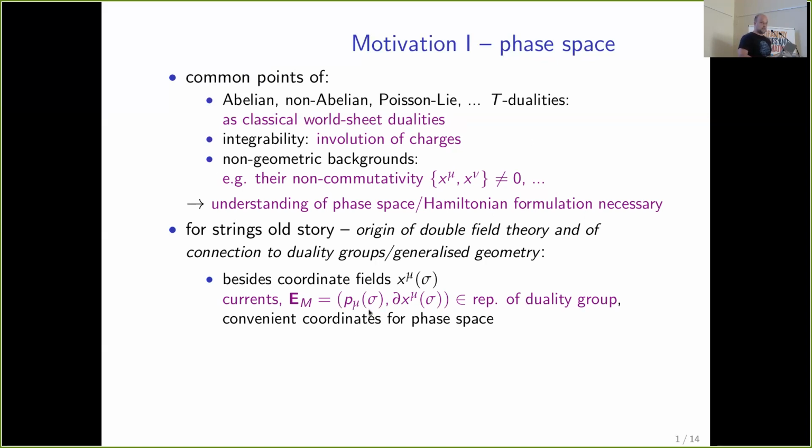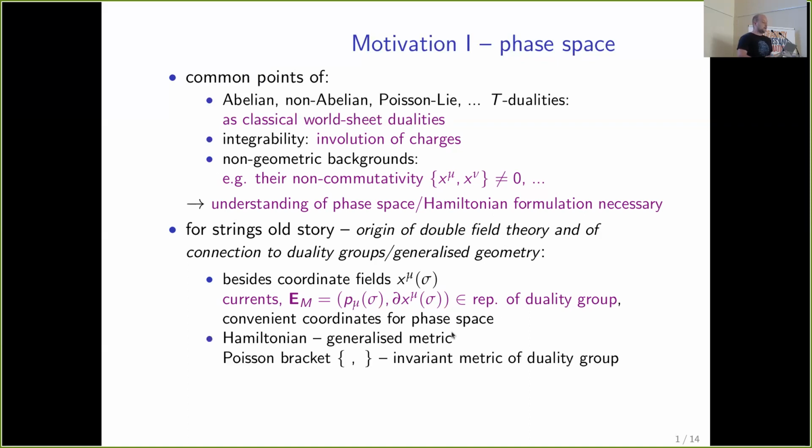And I will explain this later in a bit more detail. But these currents consist of the canonical momenta and the spatial derivatives of the coordinate fields. And it turns out that not the momentum alone, but this combination is a representation of this duality group. And also the other elements of the Hamiltonian formulation, Hamiltonian and Poisson bracket, take nice meaning in terms of generalized geometry. So we have a generalized metric, and the Poisson brackets are characterized by an invariant metric of the duality group.